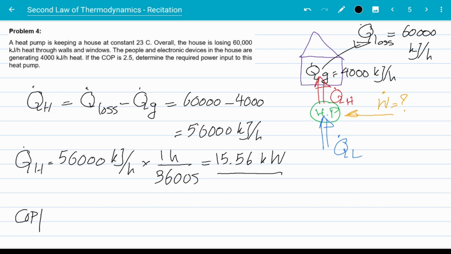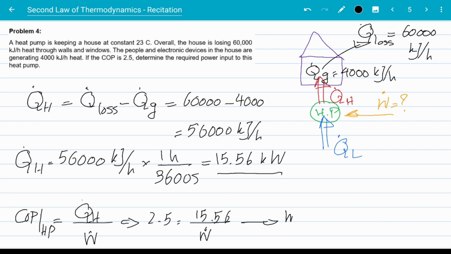COP of a heat pump is Q dot H over W dot. So that is 2.5 equals 15.56 over W dot. Doing the math, we get that the W dot, or the power input, is 6.23 kilowatts.